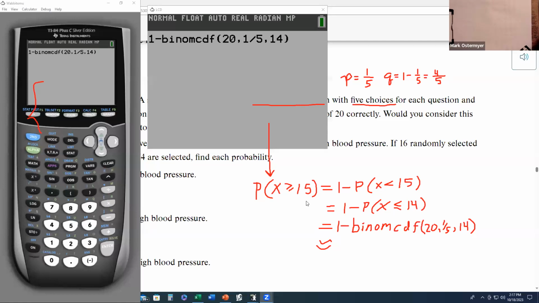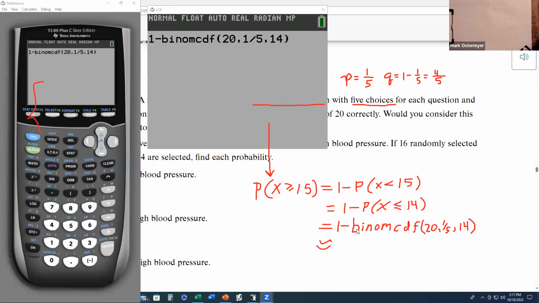Do you agree it's a lot easier to use the complementary probability rule? This is equivalent to 1 minus the probability of the complementary event of X being greater than or equal to 15, which is X less than 15. But what's the next integer down from 15? That's 14. So this is really equal to 1 minus the probability that X is no more than 14 of the 20 questions guessed correctly.